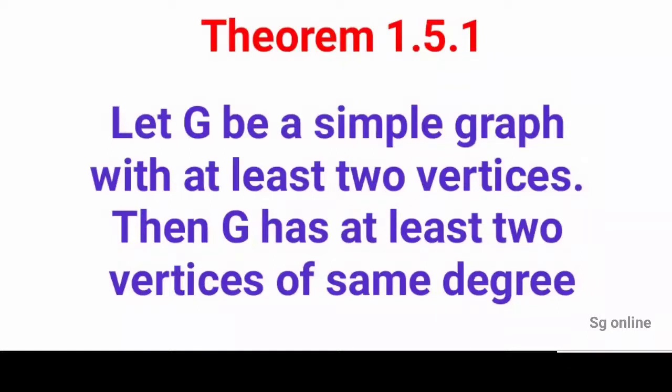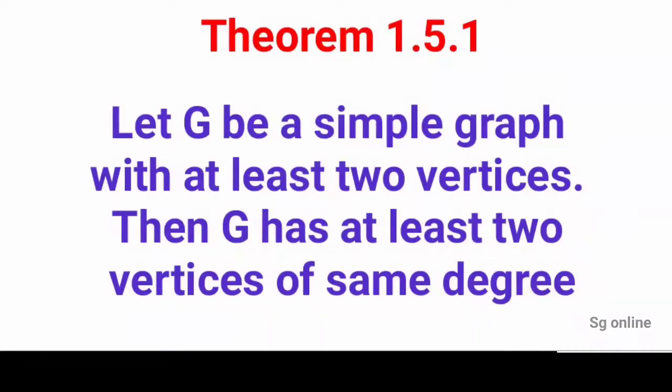Now you can remember that in our previous class we started our course with this simple puzzle or simple problem, that in any gathering of n greater than 1 people, there are at least 2 people who have the same number of friends. And that is the same thing written here in terms of graph theory: let G be a simple graph with at least 2 vertices, then G has at least 2 vertices of the same degree.